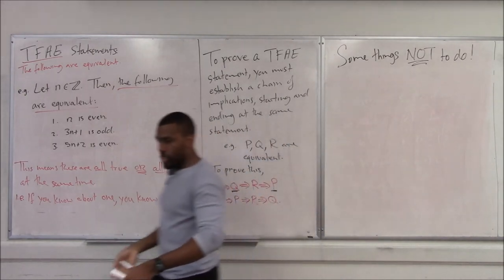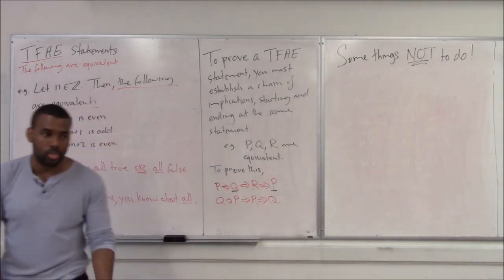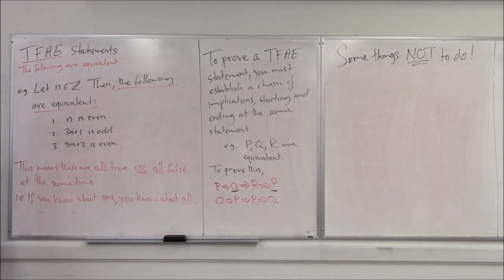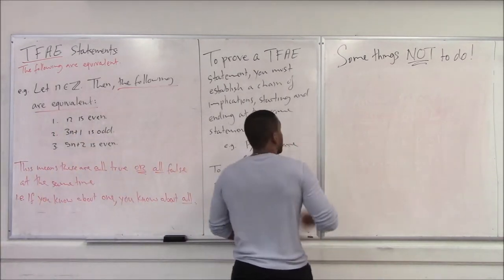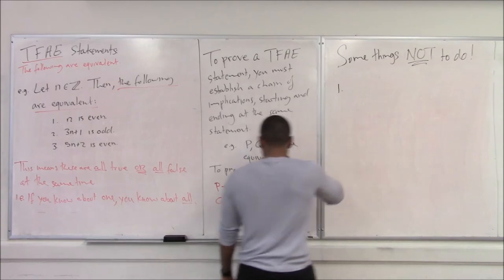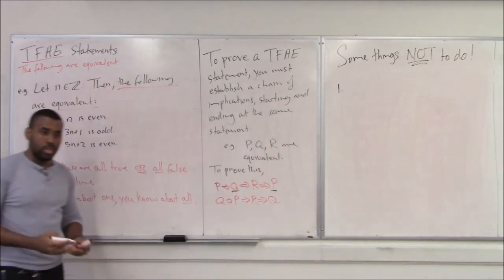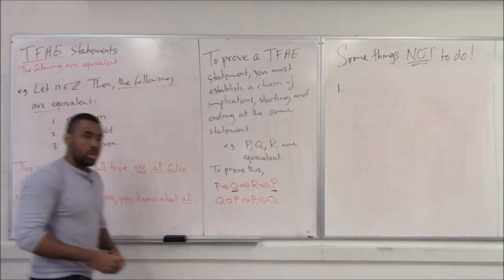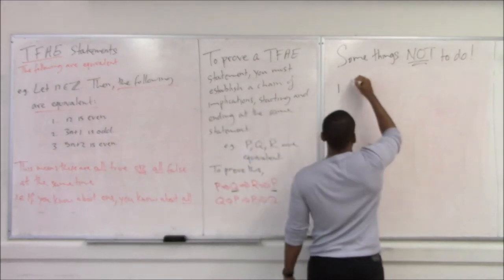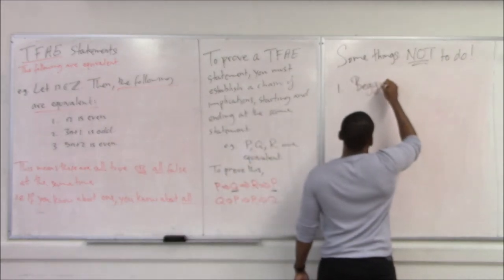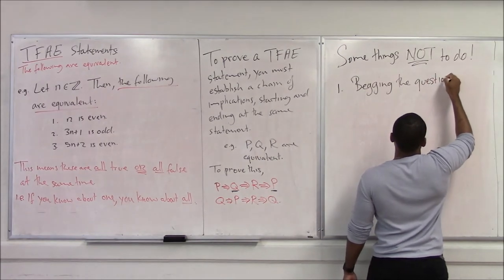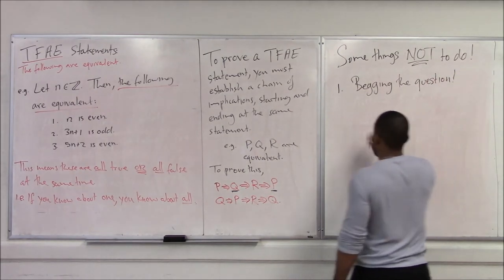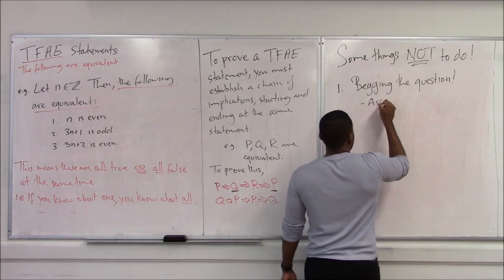So I've kind of been telling you guys what to do, how to prove something, how to go about doing something, but it's also important what not to do. Okay? So here are some things that you should not be doing if you want to prove P implies Q. One is called begging the question. And this is assuming what you have to prove.